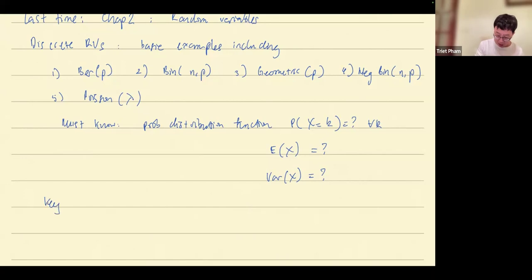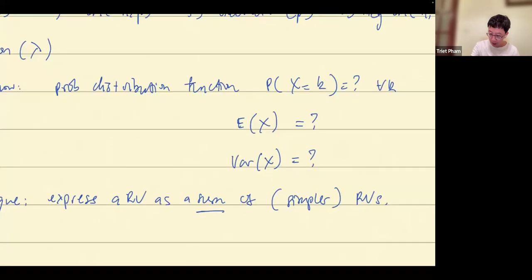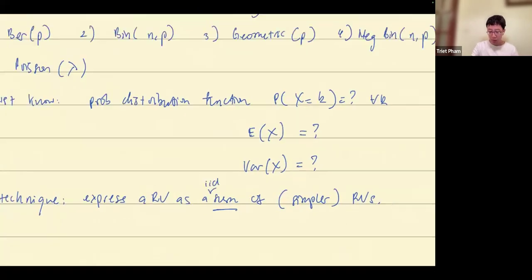Okay. Now, these are the basic examples, but beyond this, the key idea, let's say key technique, that we covered last time, which will be repeated again and again in the homework and in your exam even, I'm going to warn you ahead of time, is the technique to be able to express a random variable as a sum of, let's say, simpler or more basic random variables. And so the keyword here is sum. Summing random variables. Usually this is going to be an IID, independent, identically distributed sum.